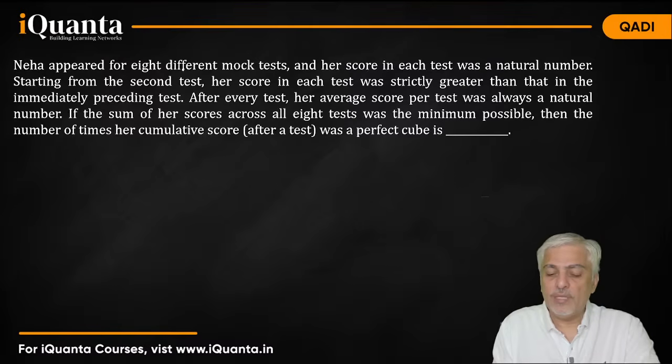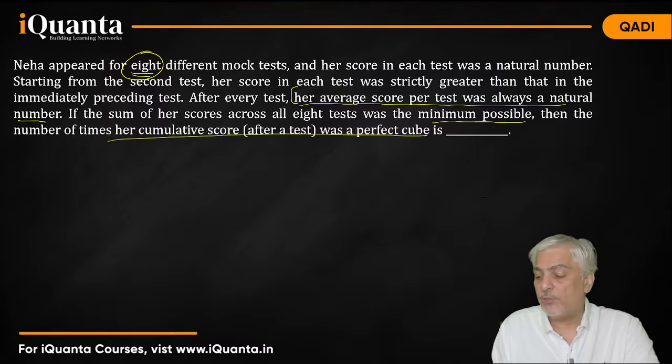So, Neha has appeared for 8 different tests and her score in each test was a natural number. Starting from the second test, her score in each test was strictly greater than that in the immediately preceding test. After every test, her average score per test was also a natural number. Very, very important was this part. Her average score after every test was a natural number. So, the sum of the scores across all 8 tests was the minimum possible. Then the number of times her cumulative score was a perfect cube.